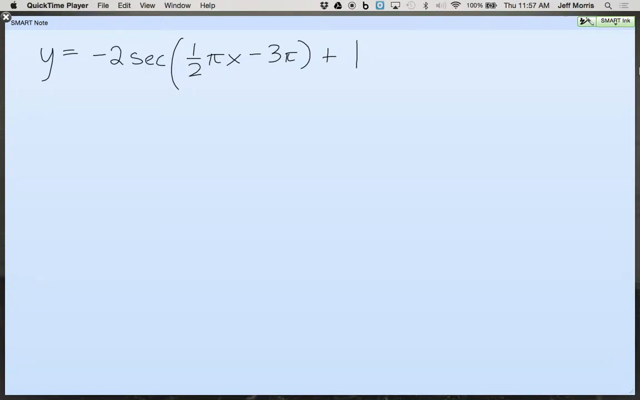Secant. What are we going to graph to do secant? Cosine. We're going to graph cosine.